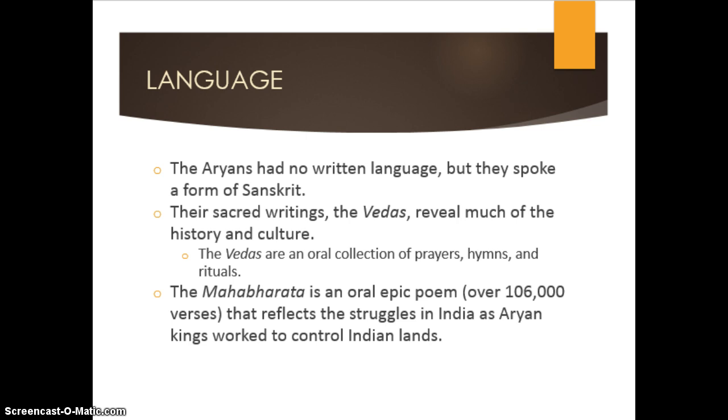The Aryans did not have a written language, but they spoke a form of Sanskrit. One of their sacred writings is called the Vedas. The Vedas tell historians a lot about the history and culture of the Aryan people. And the Vedas will become one of the sacred writings of the Hindu faith. It is an oral collection of prayers, hymns, and rituals. The Mahabharata is an oral epic poem of over 106,000 verses that also reveals a lot about the Aryan culture. It talks about Aryan kings and the way that they would get their subjects to work the land.